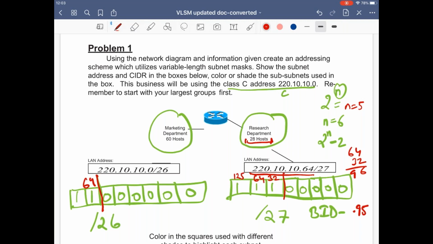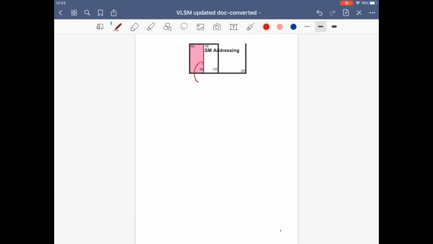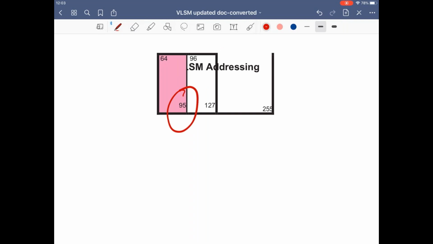Actually, this is a little simple, only 2 networks are there. The first one was a little difficult, I thought, with 5 networks. This is our N2, this is our network ID and broadcast ID.